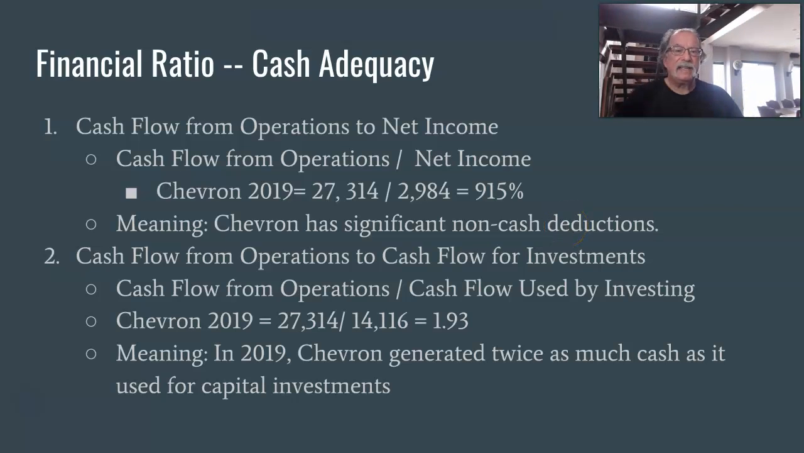Cash from operations, the cash flow for investments. Again, this is the cash the company's generating, the $27 billion. And the cash used for investing is what you're reinvesting the money in. So they had $27 billion of cash that they generated. They took 14 billion of it and put it right back into the company. And they still effectively had about $13 billion left, of which a whole chunk of that was used for dividends.